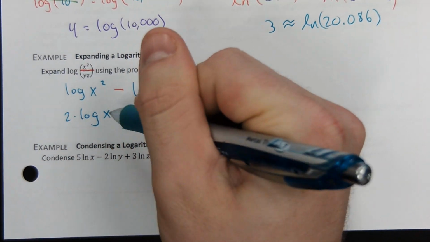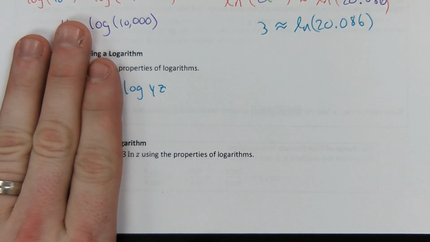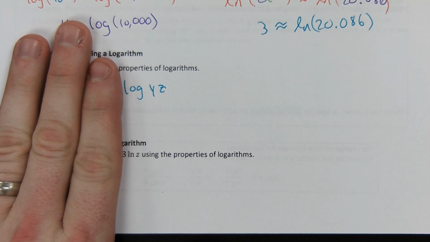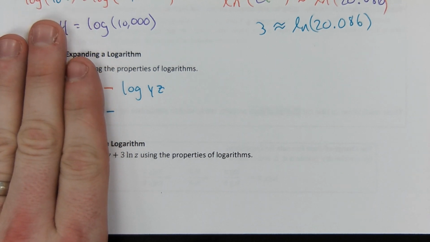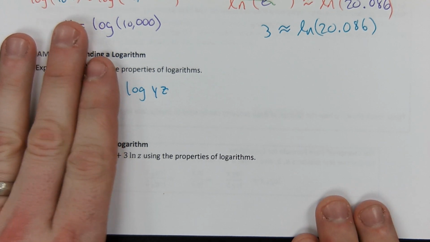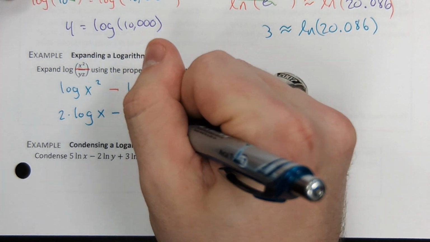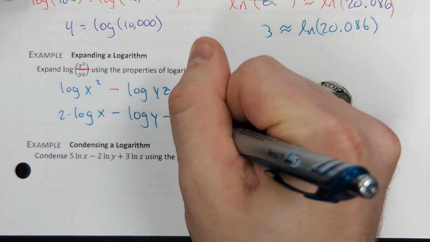So we have 2 log of x minus. Now, if there was nothing in front of it, this would be log y plus log z. But there's a number in front. So we have to make sure that both that log y and that log z get that number. Now, that number happens to be a -1. That is why it's actually log y minus log z.